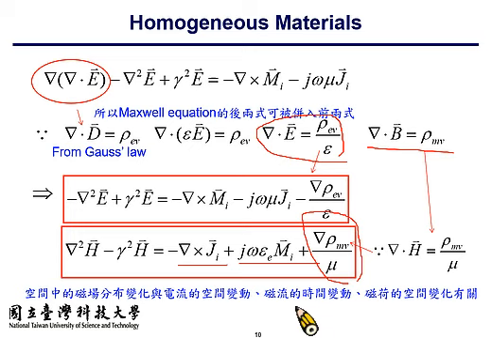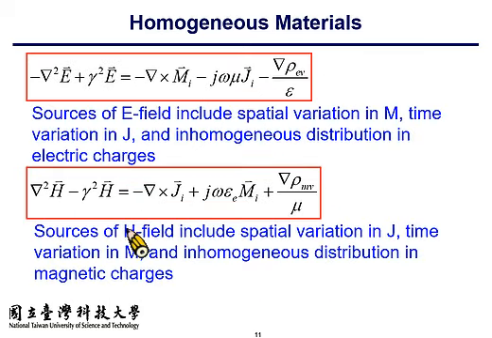Okay, so here in these two equations you can see the source and its consequence. The variation in electrical current and magnetic current, electrical charge, magnetic charge in time domain and spatial domain will result in time domain and spatial domain variation of electrical field intensity and magnetic field intensity, E and H. Alright, so that's the conclusion of our derivation.